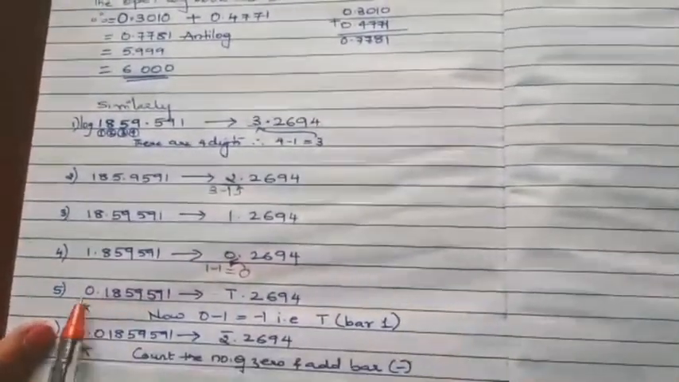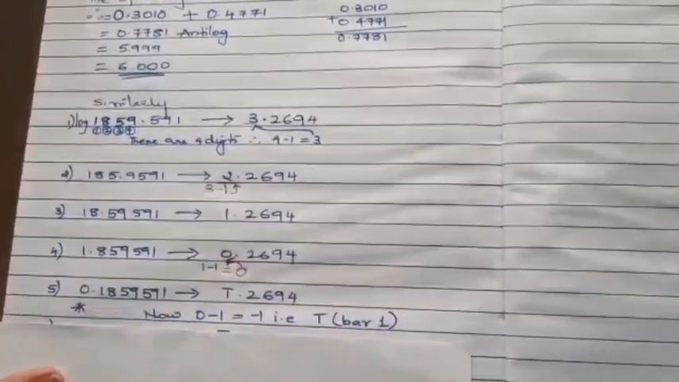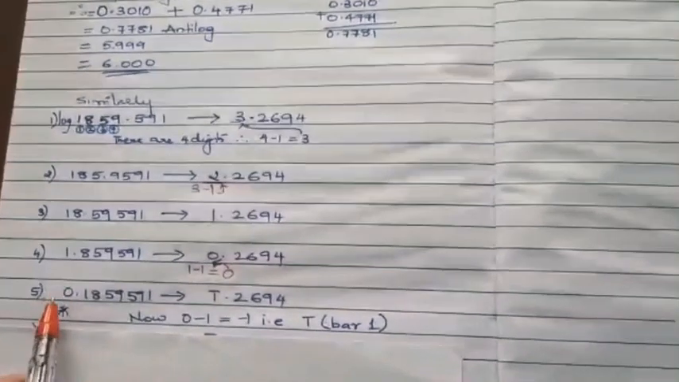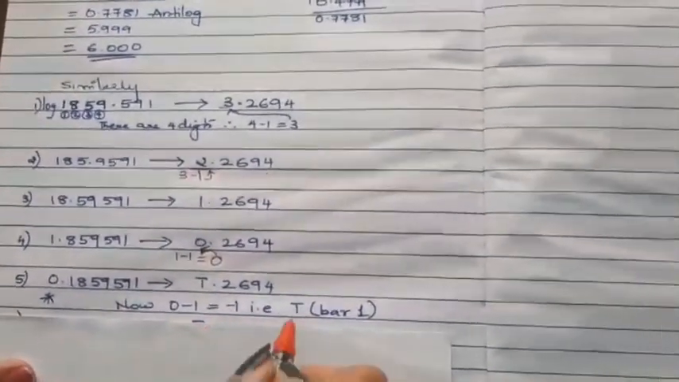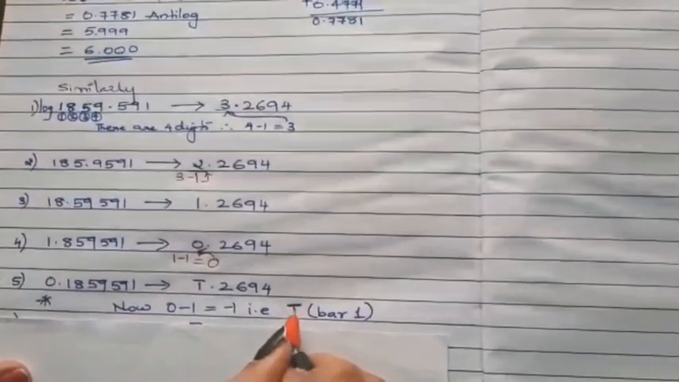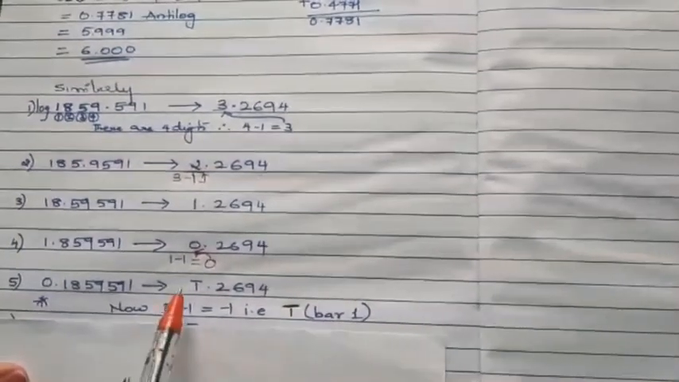Now what should we do when there is 0? Now here it is 0.185. Since there are 0 digits here, 0 minus 1 is minus 1. So in logs we write it as bar 1. This is called bar 1, so 1 with a minus sign on top.